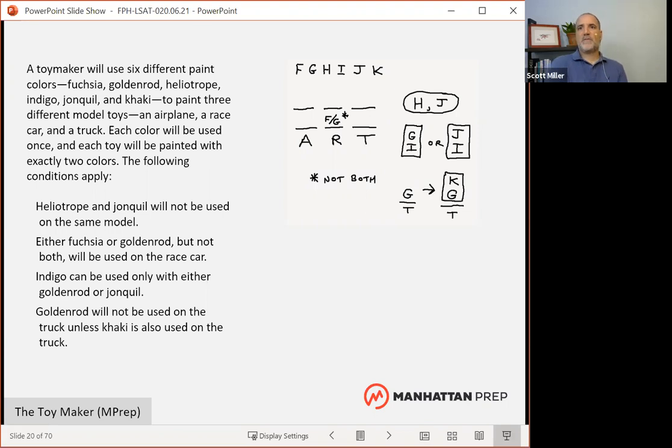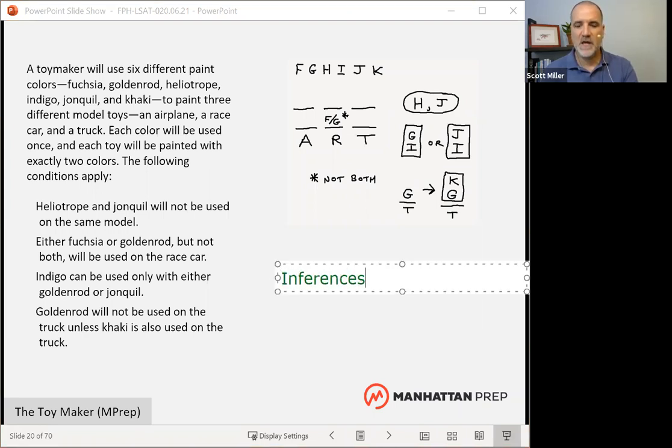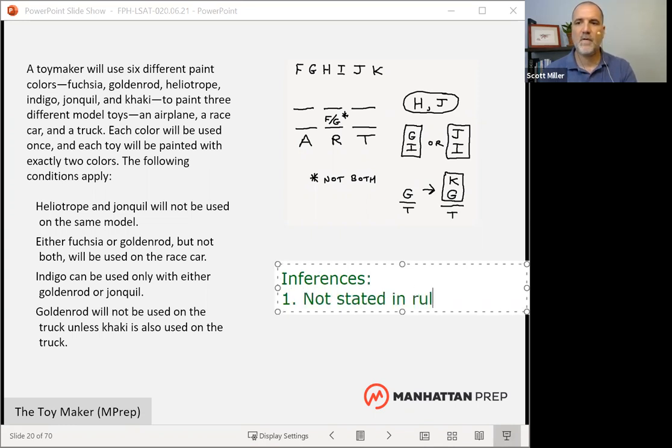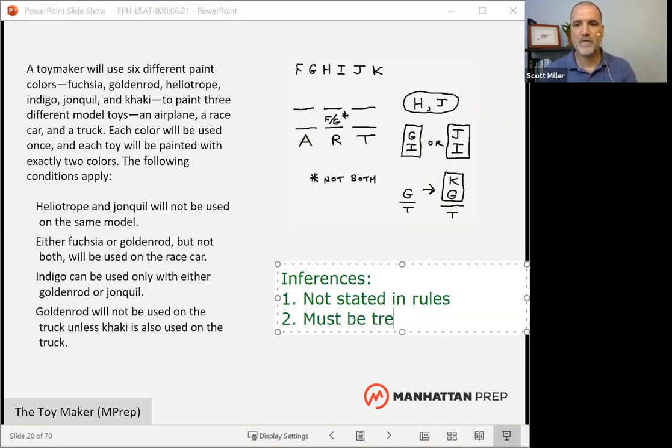Information that can be put together from the given rules. Yeah, Emma, that's a great explanation. Information or conclusions that can be drawn from the given rules. So when we talk about inferences in logic games, I always say there are two characteristics. One characteristic is it's not stated in the rules. It's not explicitly stated, but must be true. These are the two characteristics of an inference: something that's not stated in the rules, but must be true based on the rules.